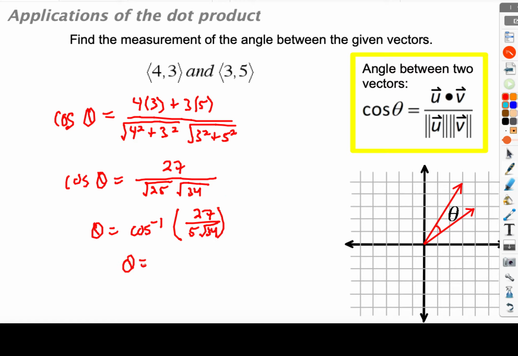Type that smoothly into our calculators, and I'm going to go ahead and do that on the side here. So just give me 1 second. Inverse cosine, again, of 27 divided by, remember to put some parentheses around the bottom, 5 root 34.